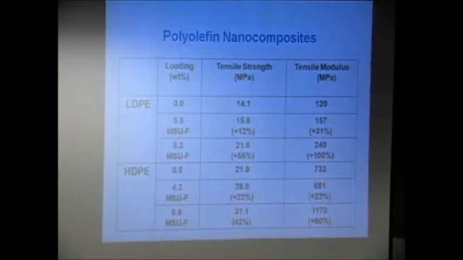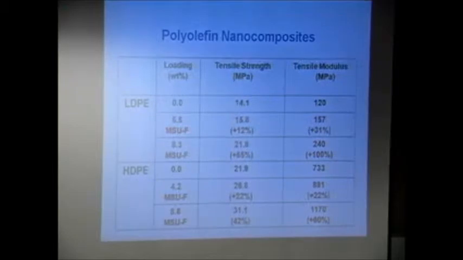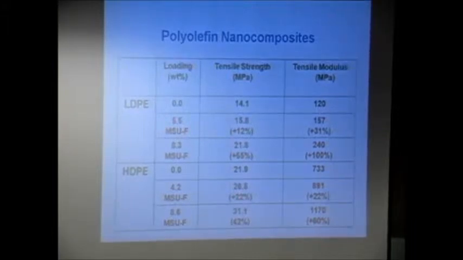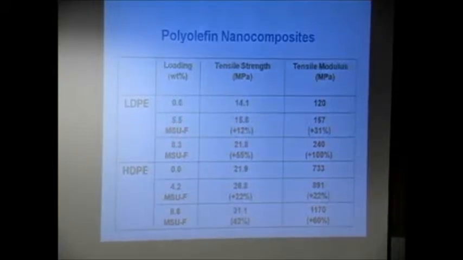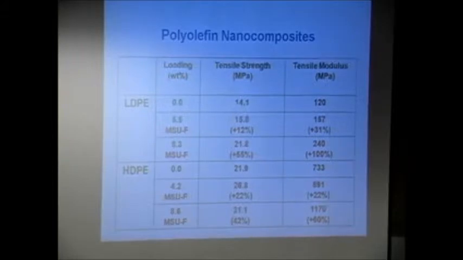So our initial results show that the dispersion of just a few percent of the right mesophase, this is called MSUF, it doesn't really matter about its details, but the point is between 5 and 8% of dispersion of these nanoparticles, mesoporous particles, in low-density polyethylene or high-density polyethylene had rather dramatic results on improving the tensile strength and the modulus, or stiffness, of the material.